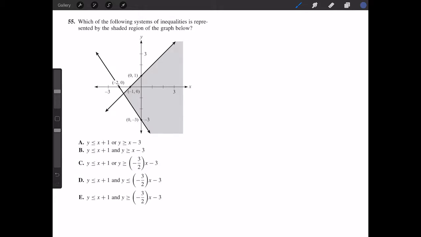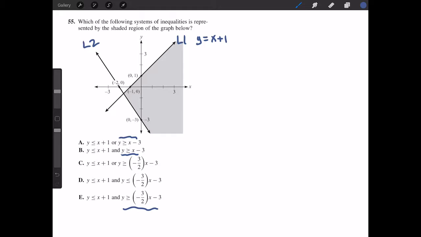Okay, so now that we've determined the equation for line 1 right here, and it's y is equal to x plus 1, we should determine the equation for line 2. Again, looking at all choices, well, A and B seem to think that it's y equals x minus 3, and C, D, and E seem to think that it's y equals negative 3 halves times x minus 3. Let's see which one's correct for line 2.